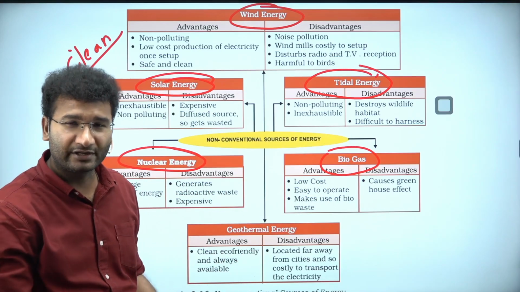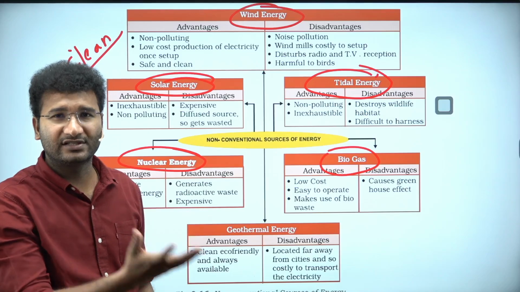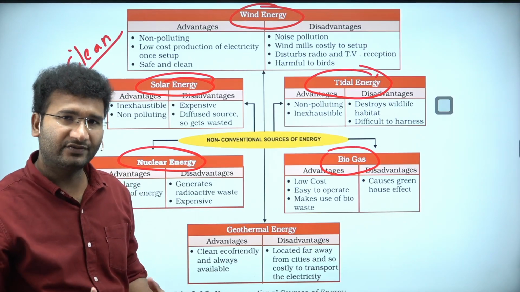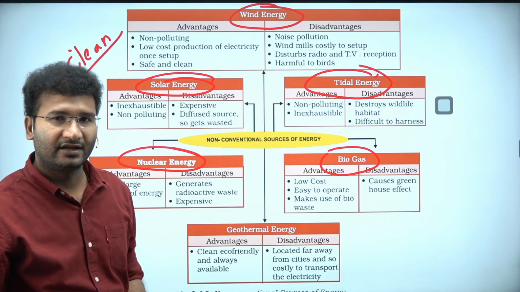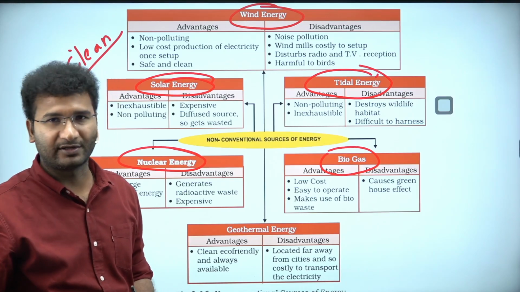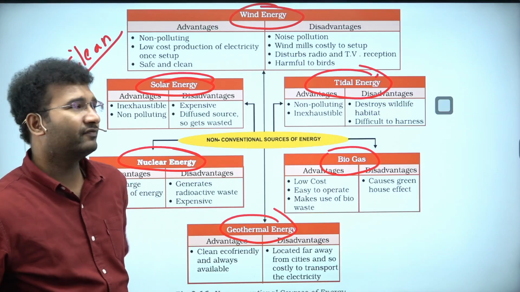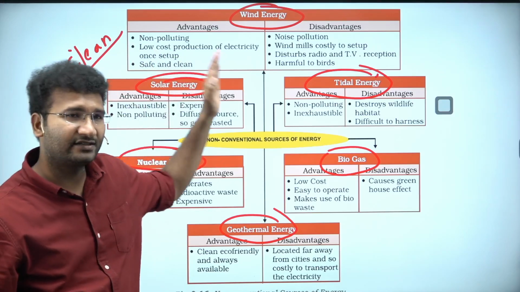Geothermal means where volcanoes are there, the heat of the volcano is trapped, and that is called geothermal, right? The heat of the interior of the earth is trapped, and if you are utilizing that heat, that is called geothermal. In a nutshell, these are the major energies. Every energy has its own advantage and disadvantage.